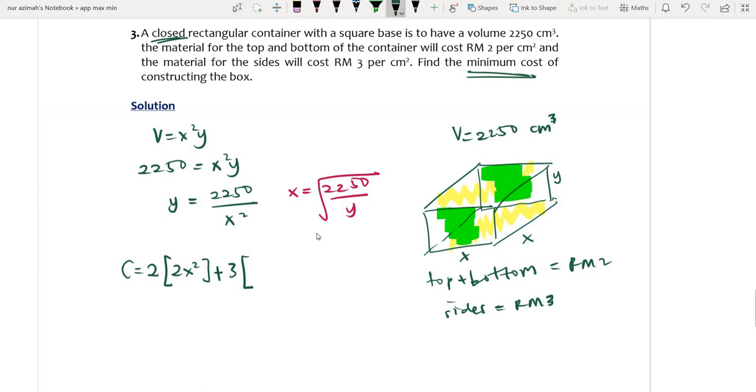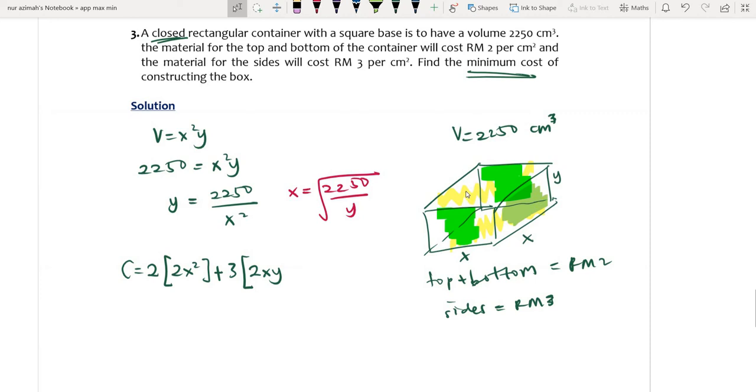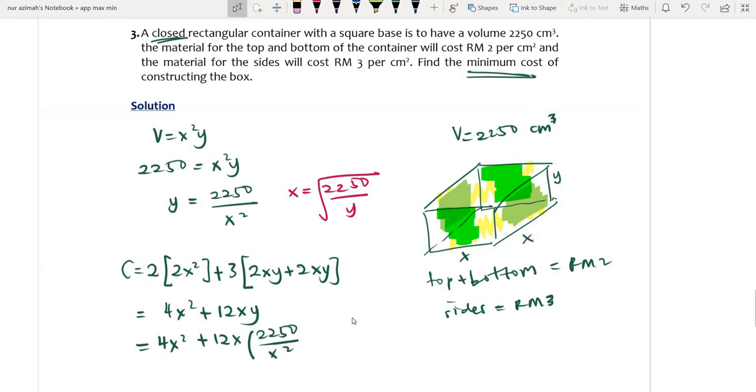Therefore, here is actually 2xy, and for the next side, it is xy, and here is xy also. Here we can conclude that we have another 2xy. Constructing the equation, we have 4x squared plus 3 times 4xy. 2 plus 2 is 4, 4 times 3 is 12, so 12xy. Substitute Y that we have obtained earlier: 4x squared plus 12 times x times 2250 over x squared.